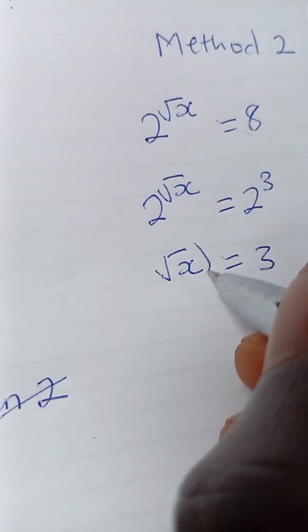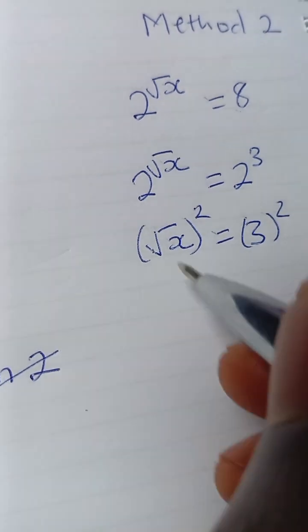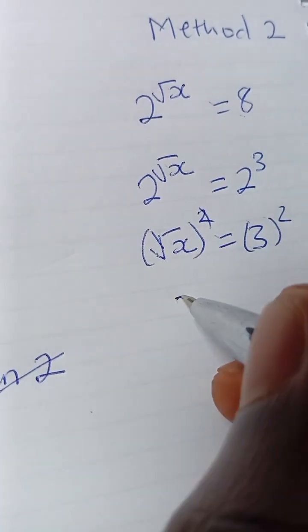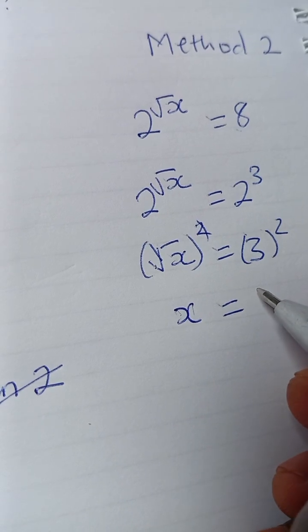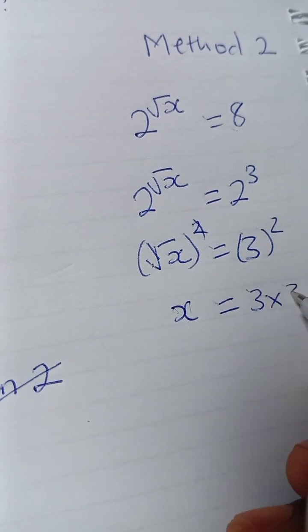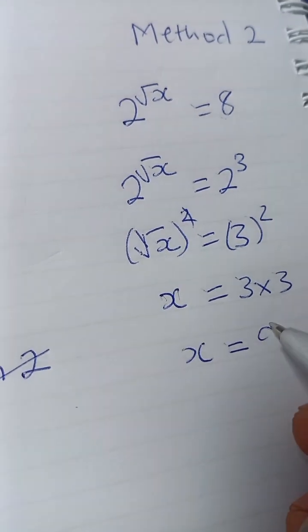Okay, so if we square both sides, of course these two can cancel out, and then you have x is equal to 3 times 3, x is equal to 9.